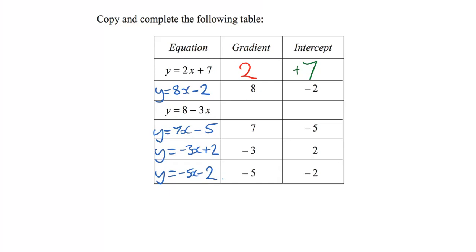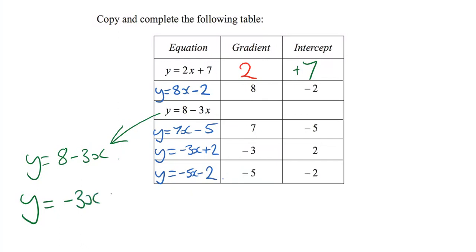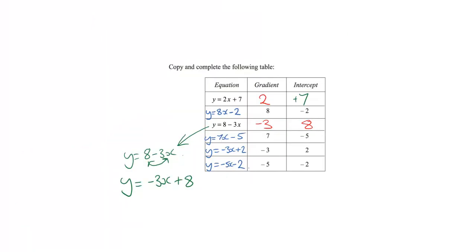Now, there is one tricky one in there that I have so far avoided, but we've got to be very careful about it because in this case, there's something a bit off with the equation. It's not quite in the right format because we usually see it with the number on its own after the x. So this is equivalent to minus 3x plus 8. I've just swapped around those numbers. And from there, now I can see that gradient is not 8, it's minus 3, but the y-intercept is 8.